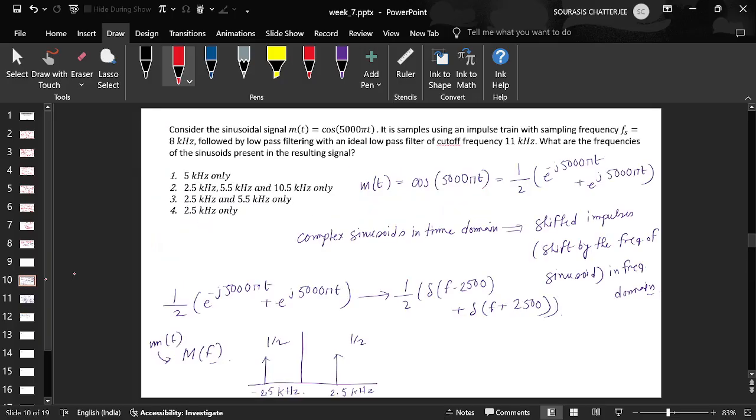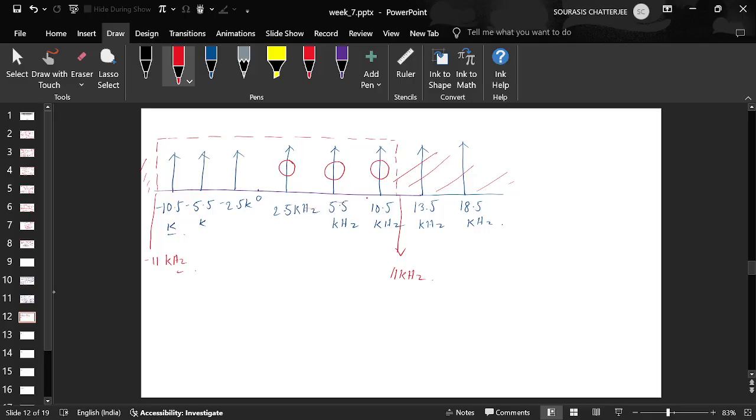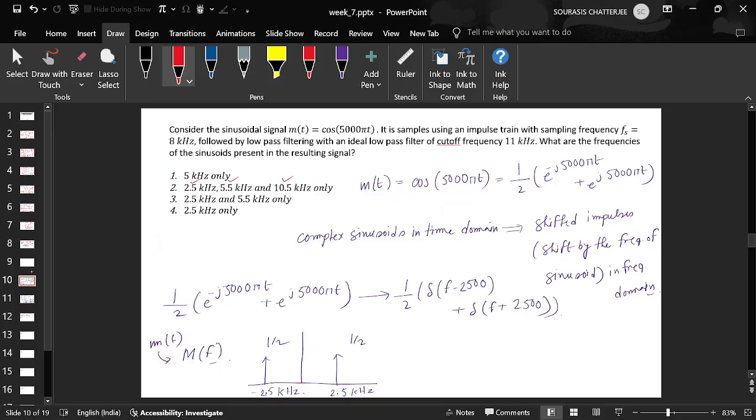So we have to see whether there is any option for that. So yeah, the second option, where we have a 2.5 kilohertz sinusoid, a 5.5 kilohertz sinusoid, and a 10.5 kilohertz sinusoid, three of them. You can see, had the question said that the cutoff frequency is 7 kilohertz, then we would be left with these two options, 2.5 and 5.5. But the question says the cutoff frequency is 11 kilohertz, so we are going to have these three sinusoids. So the second one is the correct answer.